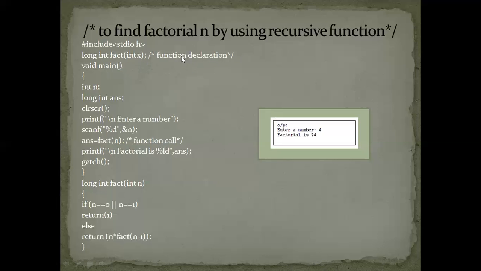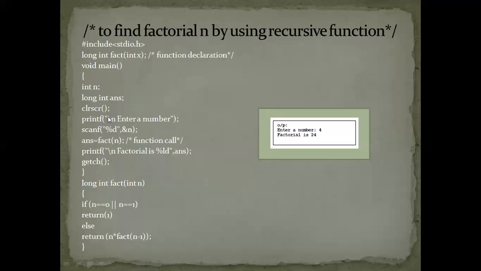What is this function declaration? We have declared it before the main function. So this is void main. Program execution always starts from the void main function. The variable which I am going to use, int n, I have declared in this part. Long int answer: long int is a data type. Whatever answer I get after performing the factorial operation, I am going to store in this particular variable answer.